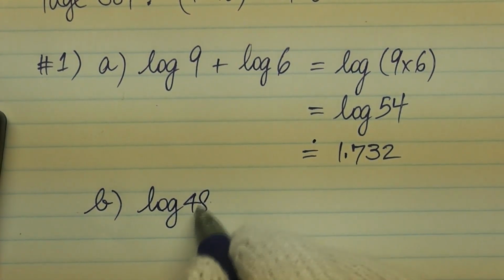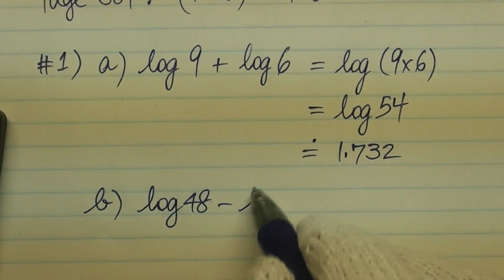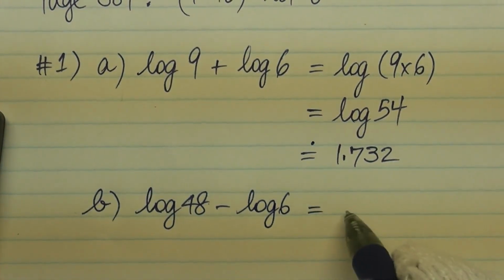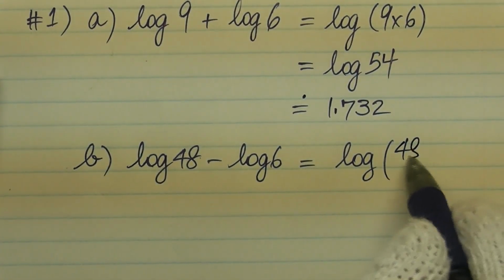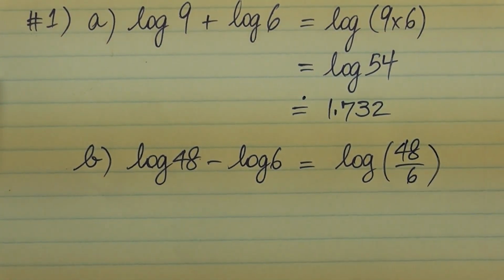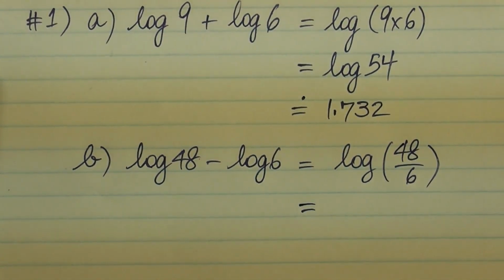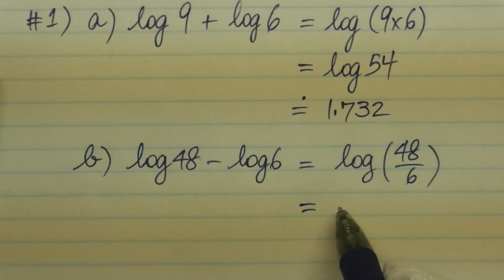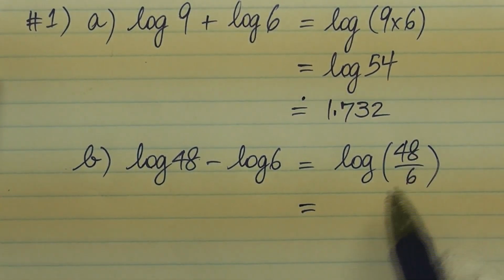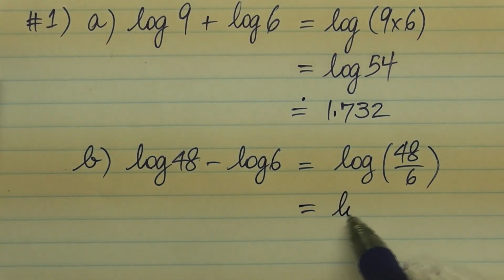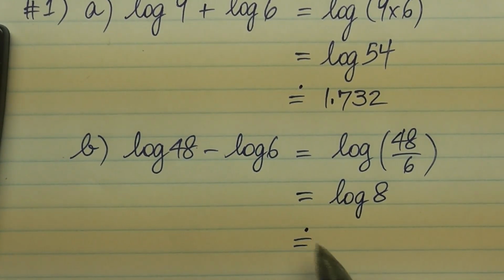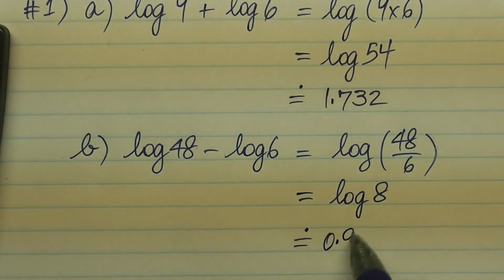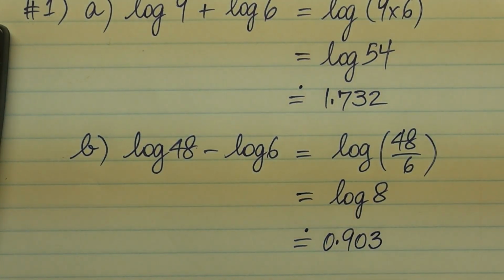Log 48 minus log 6. And you notice they don't specify the base there, meaning that it's a common log. 48 and 6 are both positive and none of them is 0. The base is 10. 48 divided by 6 is 8, so that's going to be log of 8. Correct to 3 decimal places, that's going to be 0.903.